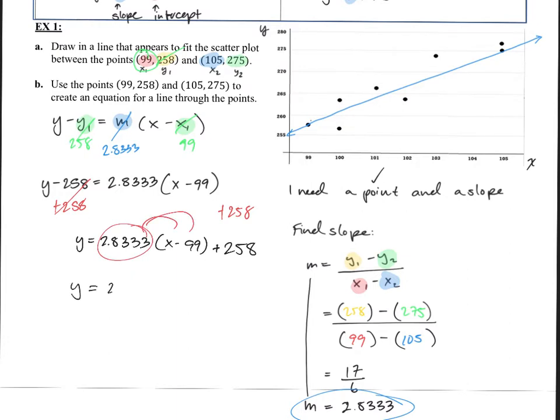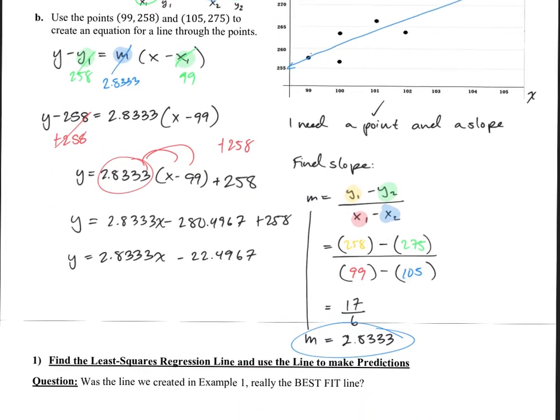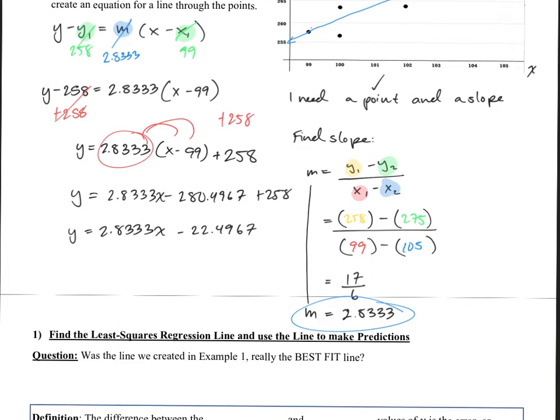And I'll get y equals 2.8333x minus 280.4967 plus the 258. Combining these two like terms right here, I'll get y equals, oops, I forgot the x there, 2.8333x minus 22.4967. And there we have our slope-intercept form. So this is the equation of a line through the 2 points that we indicated. And notice my y-intercept is negative 22.4967, and my slope is 2.8333.